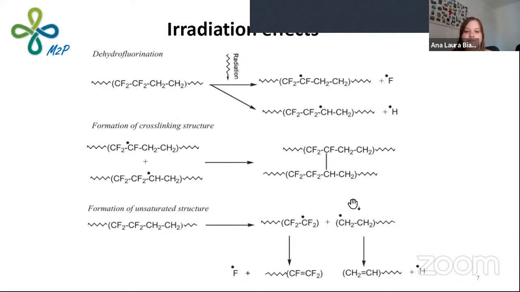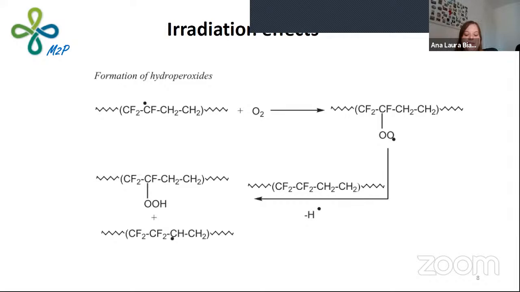In the presence of oxygen, peroxidation takes place, leading to hydroperoxides after hydrogen abstraction from ethylene molecules, which can also accelerate the degradation process of the base polymer.